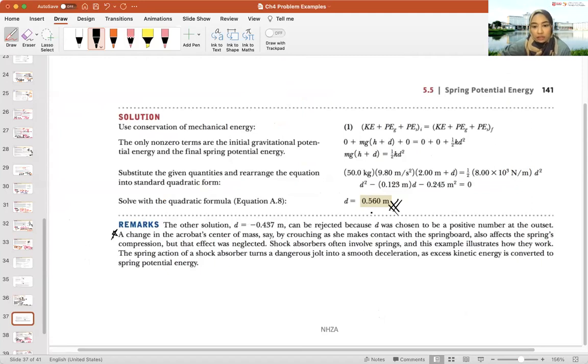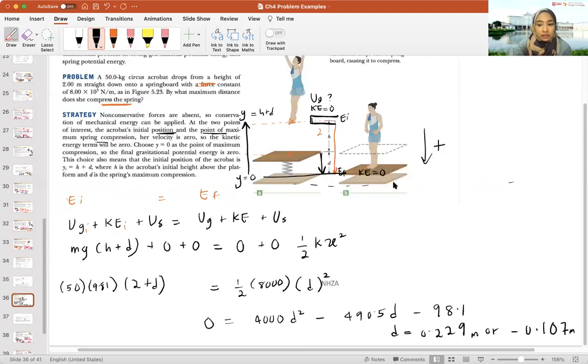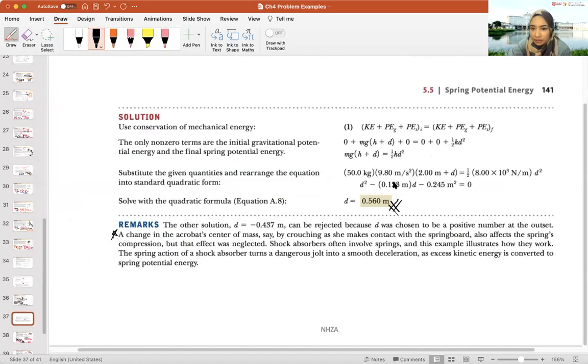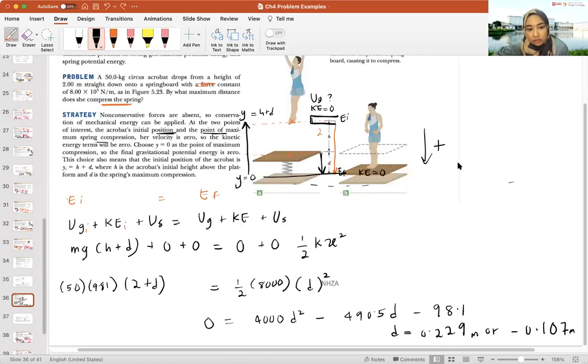The other solution, kenapa jawapan kita lain? Sekejap, jalan kiri kita salah kot. Let's see, this is UGI. Let's see, apa yang lain kat sini? MGH, betul dah. MGH plus D 1 over 2 KX squared. Saya rasa saya salah tekan calculator. This becomes 4,000. Ni 4,000 times. Dia dah simplify equation ni. So saya susah nak compare. Malas nak kira balik. Kita punya equation dah betul. Equation kita expansion salah kot.